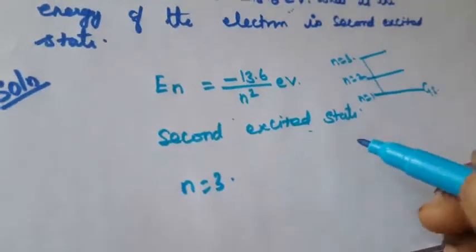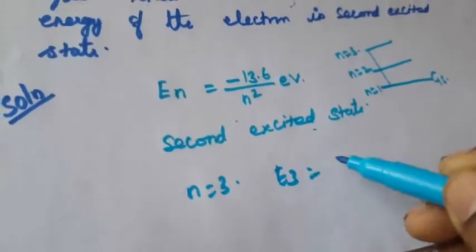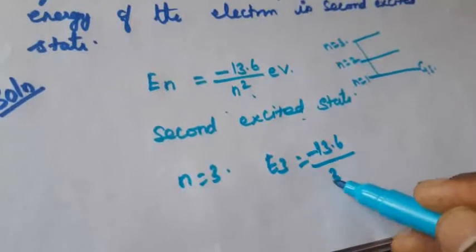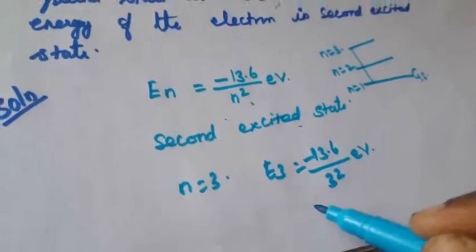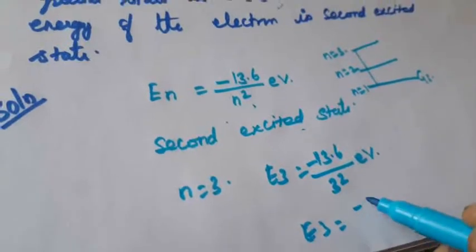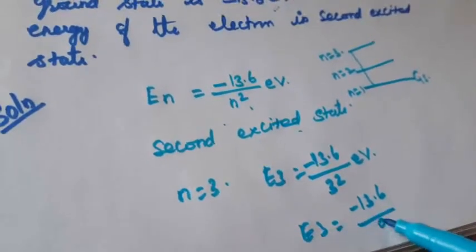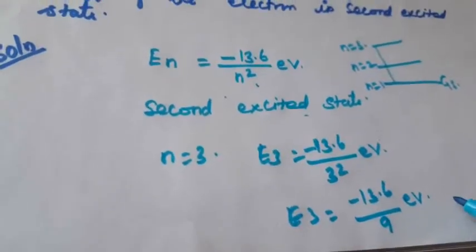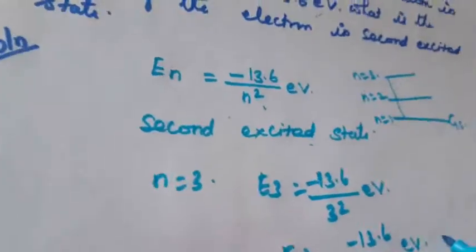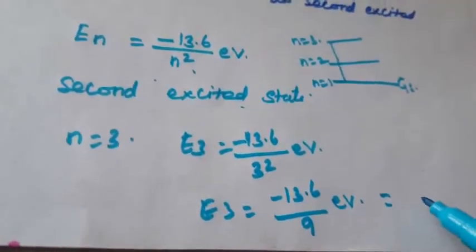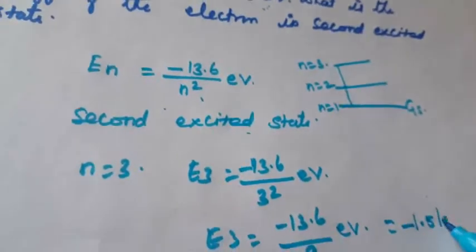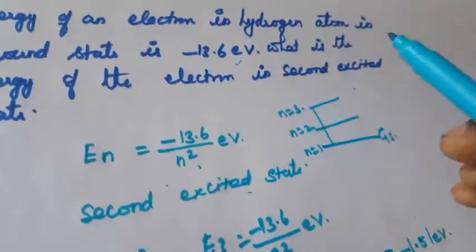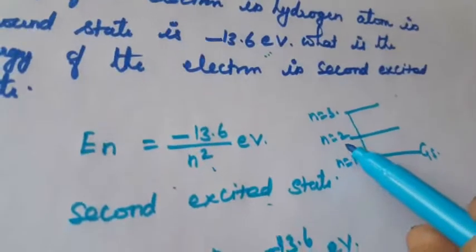Okay, now you substitute that value. E3 equals minus 13.6 divided by n square, that is 3 square, into electron volt. So E3 equals minus 13.6 divided by 9 electron volt. You simplify that, and the answer is minus 1.51 electron volt. Okay, so here they are asking the second excited state. Suppose they are asking the first excited state, then n is equal to, what is that n value?